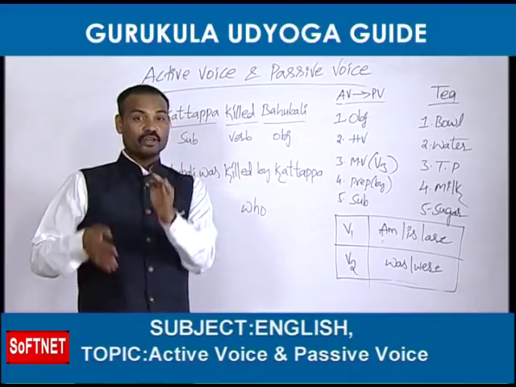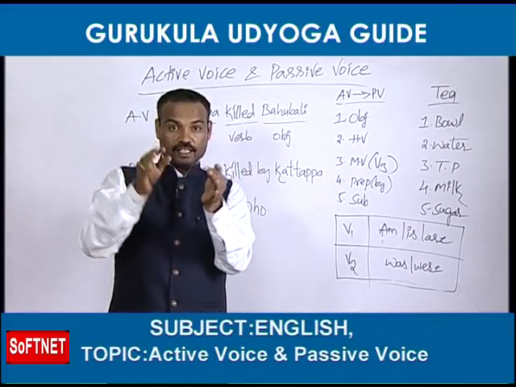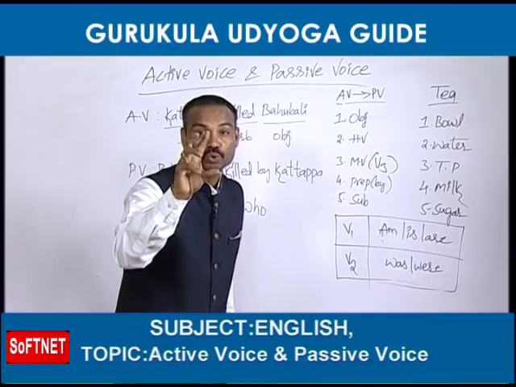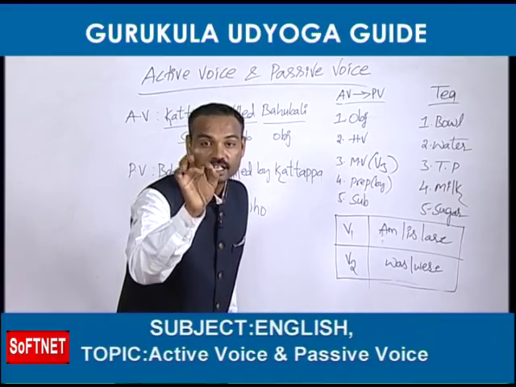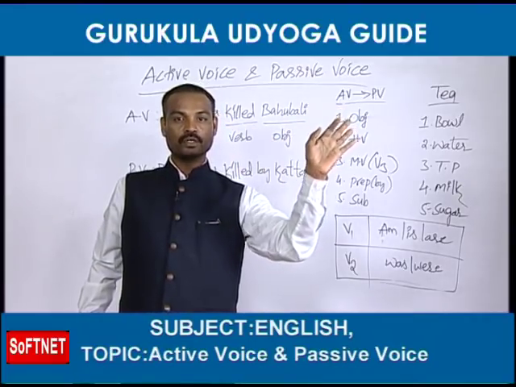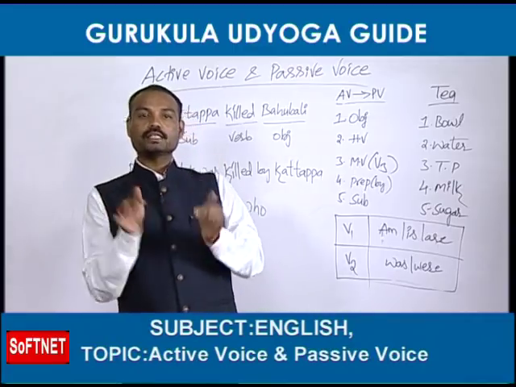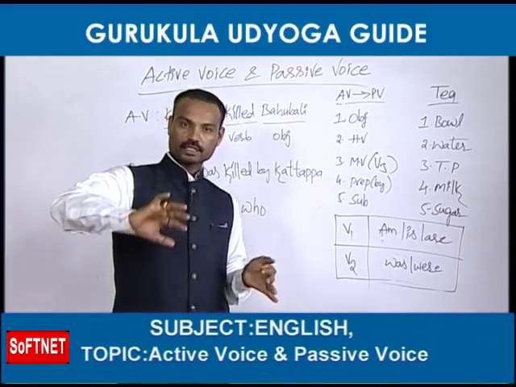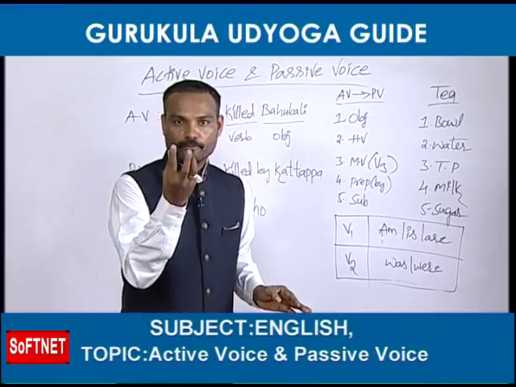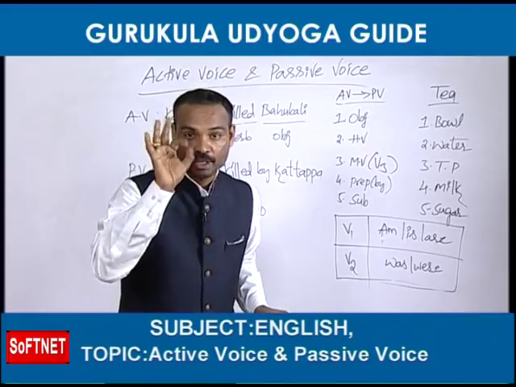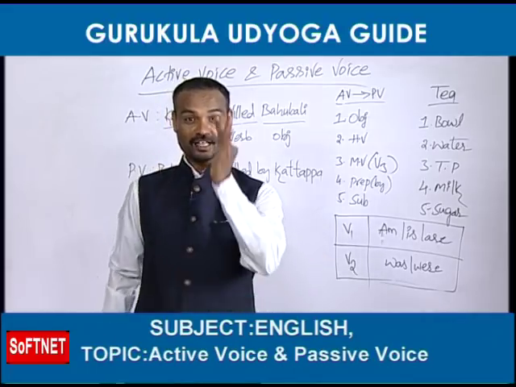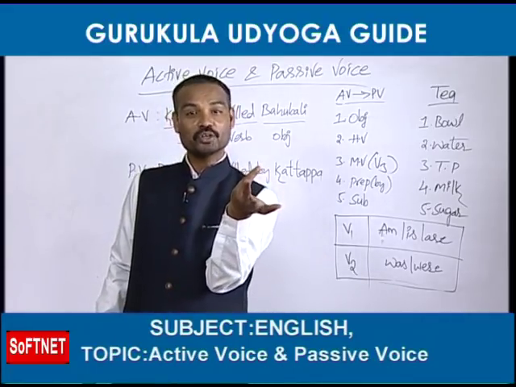Friends, whenever you would like to know whether the subject is there or not in the given active voice, you should ask a question with who. You should start a question with who, only a single word, who killed. The coming answer is called the subject. Once again, whenever you would like to know whether the subject is available or not in the given active voice, you should meet the verb. After meeting the verb, you should ask a question: who killed? The coming answer is called the subject. Here, who killed? Kattappa killed. So Kattappa is called the subject. Fine, you came to know which is the subject.